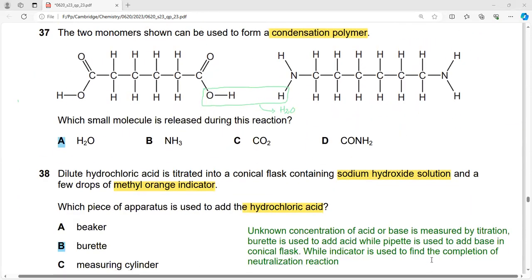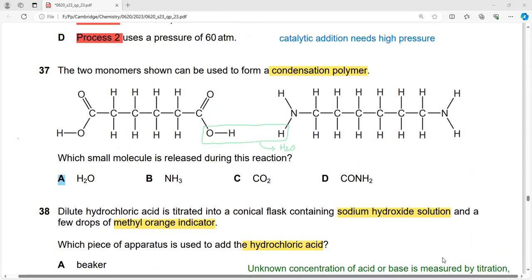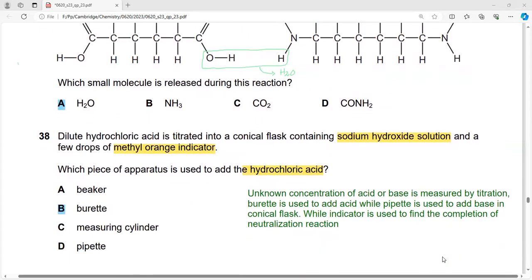The question number 27. The two monomers shown can be used to form the condensation polymerization reactions. So these are two monomers, and one monomer contains a carboxylic group on one side, the other contains an amino group on one side. So the carboxylic group and amino group react together. One will release the hydroxyl, the other releases hydrogen, and that produces a water molecule. So in this condensation reaction, a water molecule will be released. So A is our correct option here.